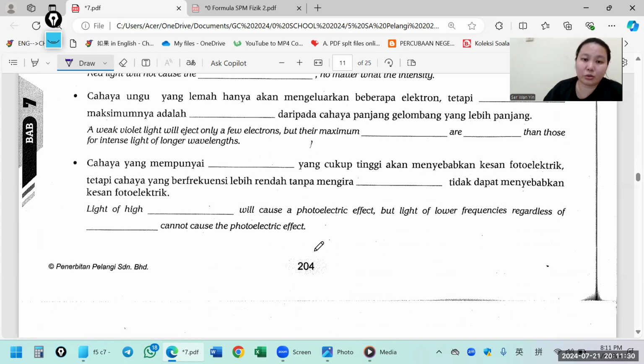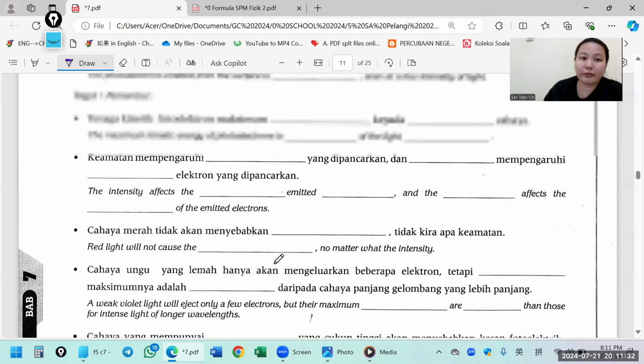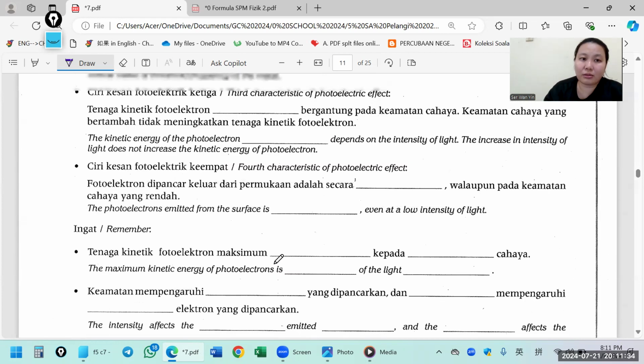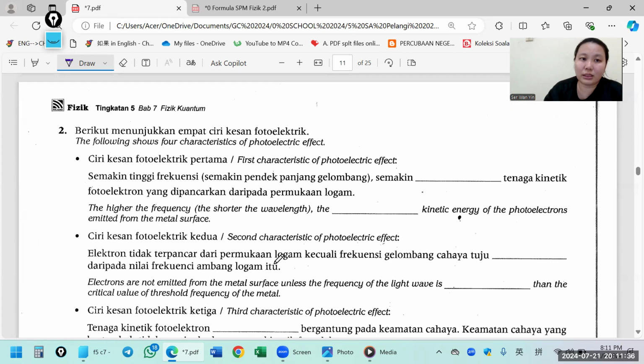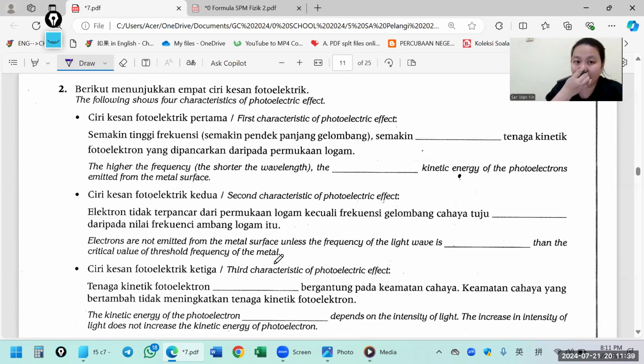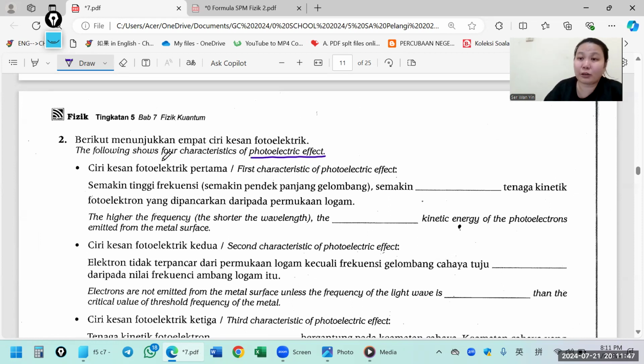Now we look at page 204 first. Okay, from the demonstration just now, we can say there are 4 characteristics of the photoelectric effect. And anyone, can you type up what is the photoelectric effect?